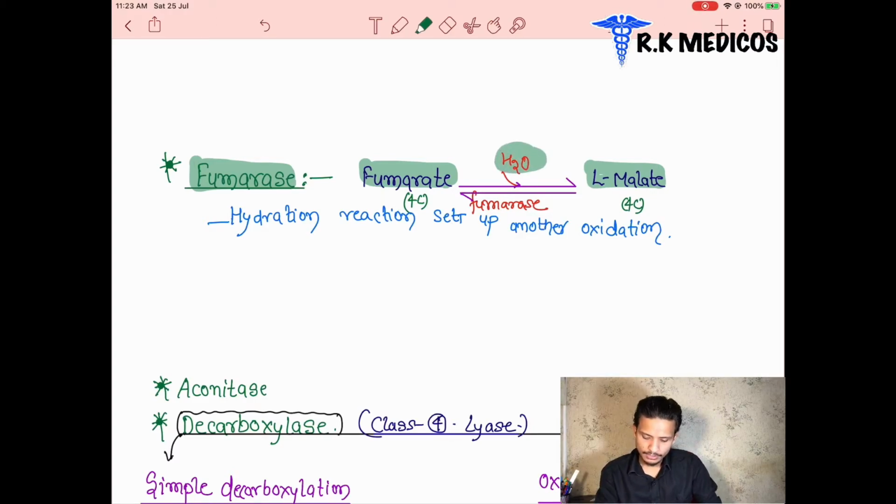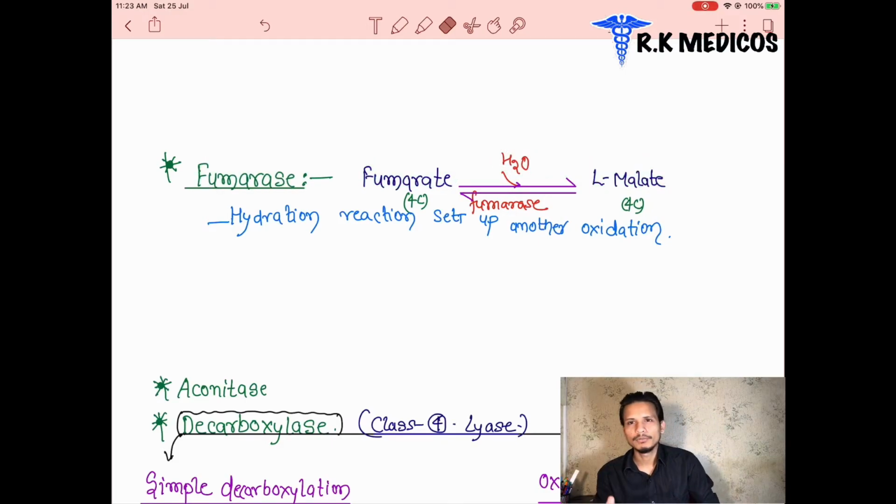In this reaction another oxidation occurs, so leave it for now. We will discuss everything in the different metabolic pathways of biochemistry. But we have to know by heart the fumarase reaction, what it converts, and what type of enzyme it is, in which class of enzymes it belongs.